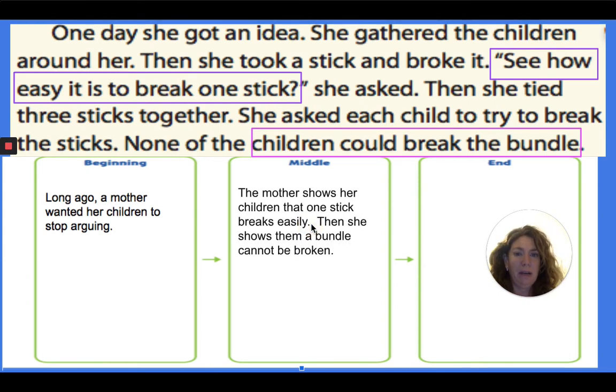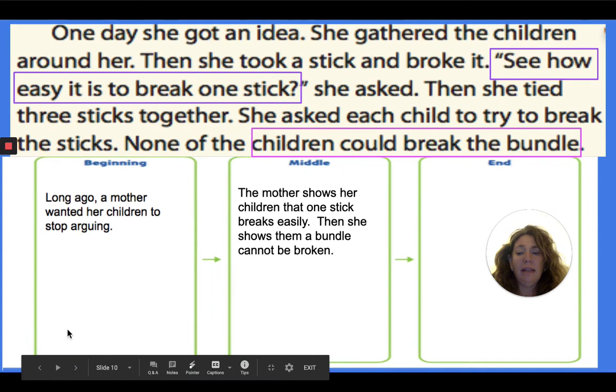That's what's happening here. So I wrote that the mother shows her children that one stick breaks easily, then shows them a bundle cannot be broken, because that pretty much, in order, tells me what happened here.